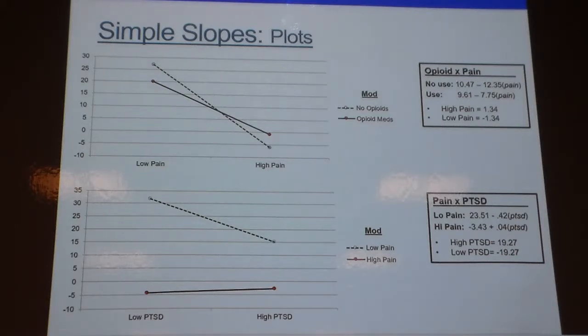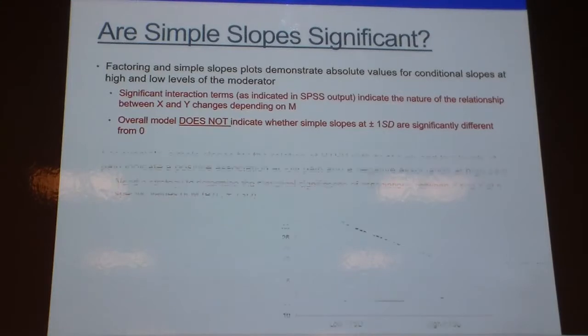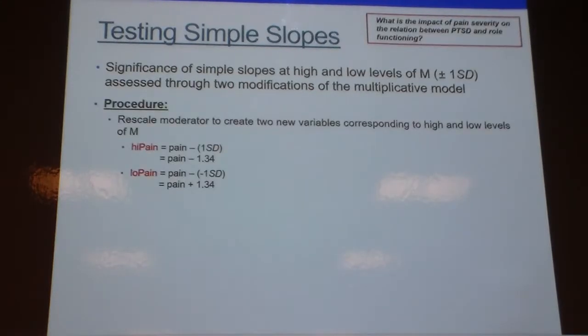But what we can't get out of this is whether or not these individual slopes are statistically significant. They look like it, but I don't know. We need some sort of formal test of this, right? And so this is where we go through and plot, and we talked about going through and restructuring in SPSS. Let's say we're looking at the conditional effect of PTSD on role functioning at high and low levels of pain, right?